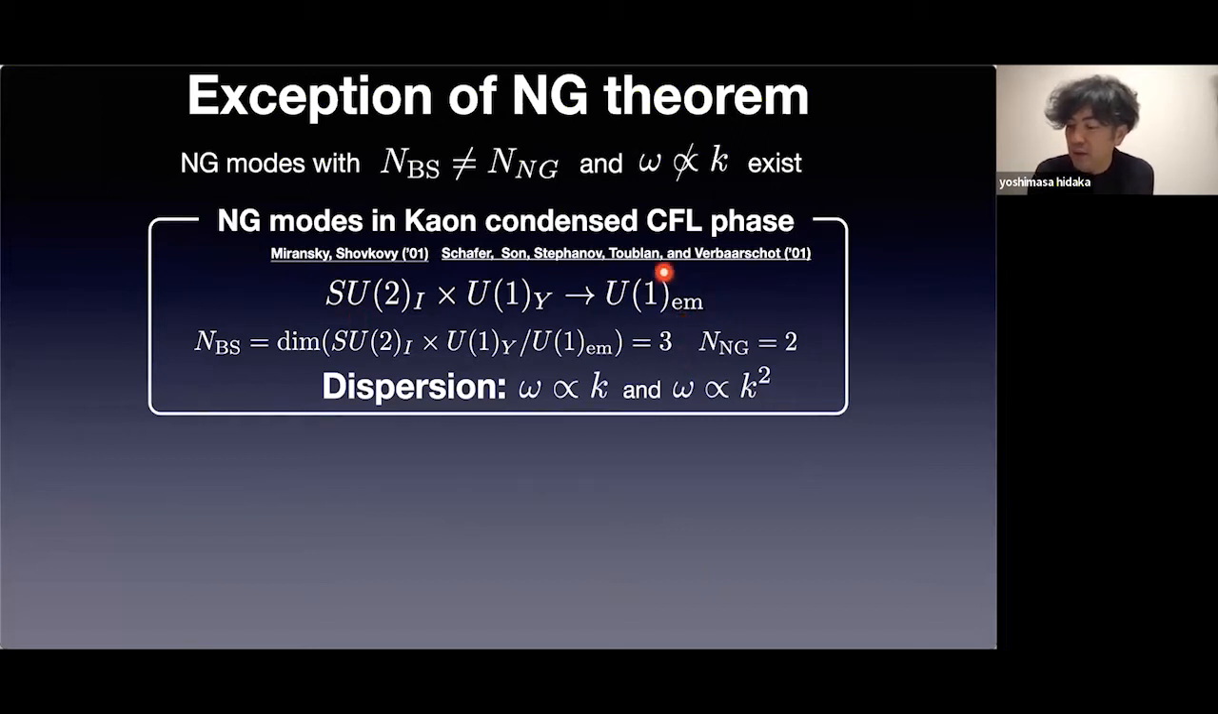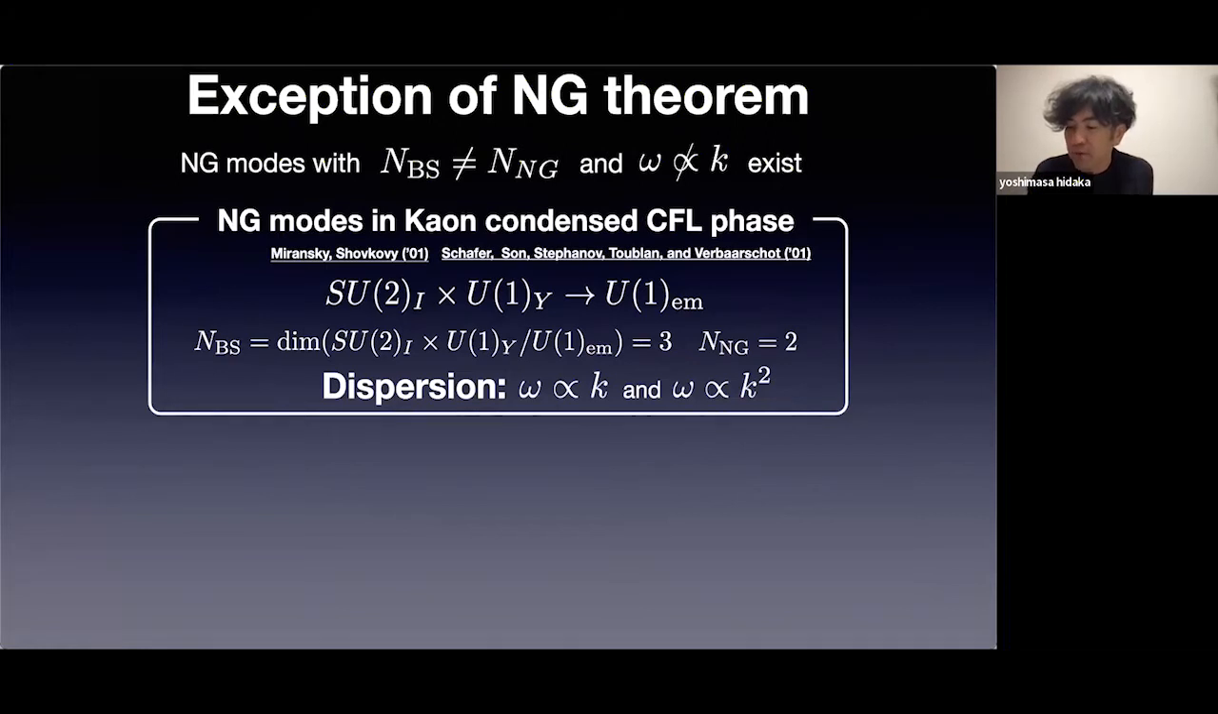This is similar to the Higgs sector, electroweak symmetry breaking, but there is no gauge field here. Anyway, there are 3 broken generators. In a relativistic system, correspondingly, 3 Nambu-Goldstone bosons appear. But in this system, only 2 Nambu-Goldstone bosons appear, whose dispersions are linear and quadratic. So this is the exception.